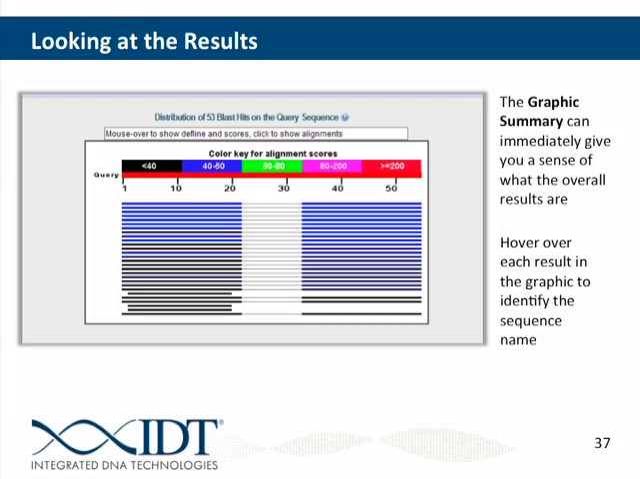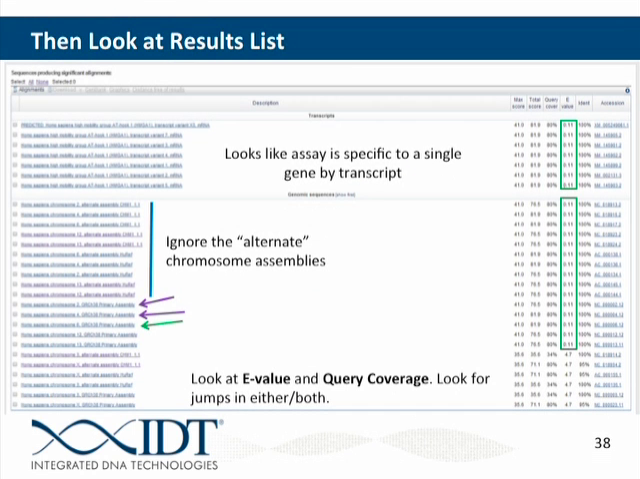So you can see here's a hit on primary assembly chromosome 6. And there's one for chromosome 4 and chromosome 2 as well. And so by looking at the overall e-value and query coverage and looking for jumps in either of these, you can get a sense of what other sequences might be a potential target for your primers. By opening up the individual hits and looking at the graphics window, you can see where each of your primers is actually laying down on these different sequences.